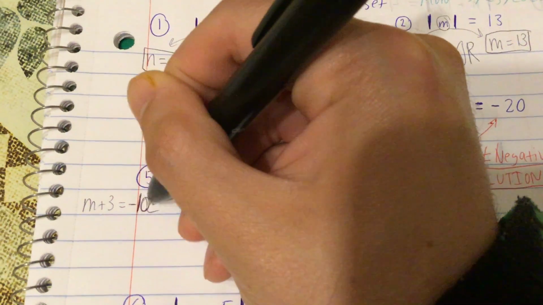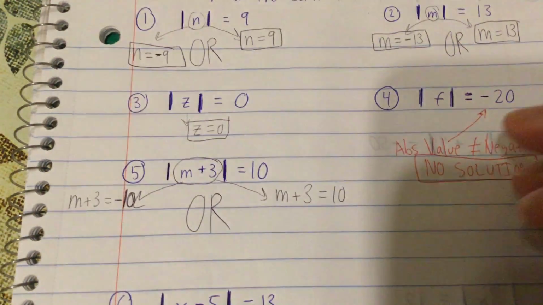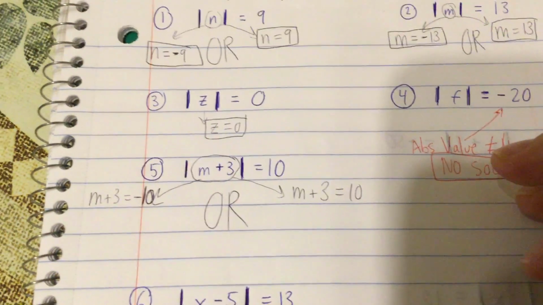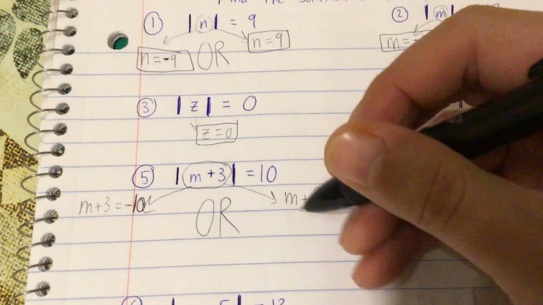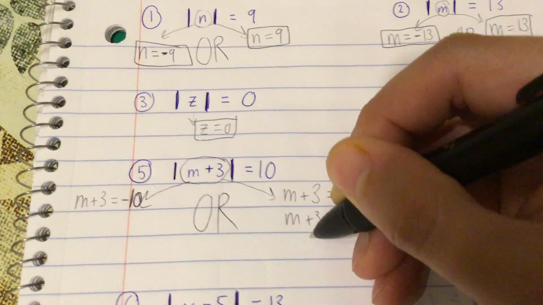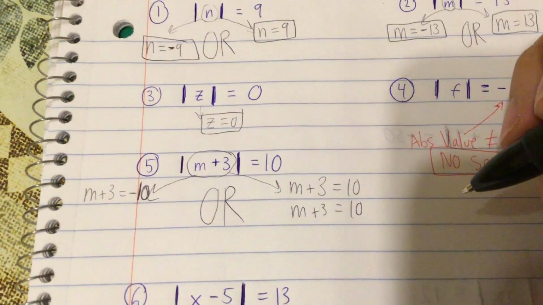Sorry about that. It's a little bit sloppy. I apologize. I'll write it a little bit clearer. So the inside can be 10 or negative 10. Now it comes to the algebra. m plus 3 equals 10. How do I get m isolated?